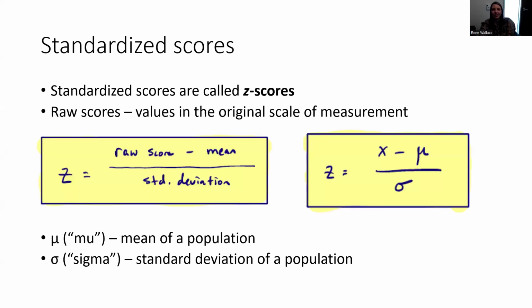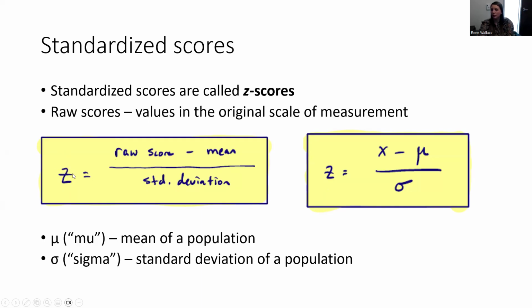So standardized scores are called z-scores. We take a raw score, and that's the value in the original scale of measurement. And so we take our raw score minus our mean, and that tells us how far from the mean in standard deviations. So you can see here, this is our symbol for z-score. It's kind of like a z with a line through it.